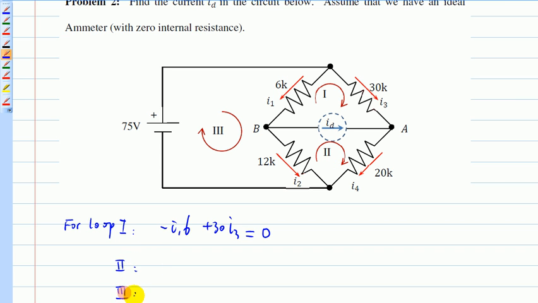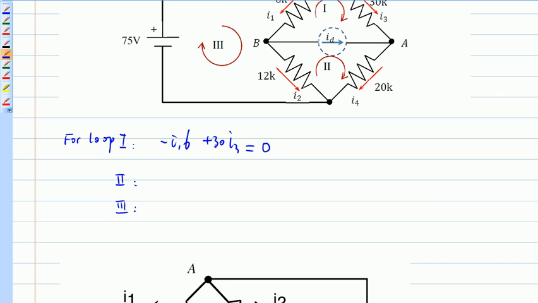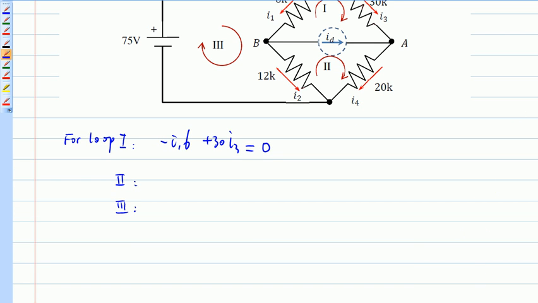For loop 3, and you can get 3 equations here. So that's the 3 equations, right? But you do need 2 more here. Okay, let's try maybe loop 3. So loop 3 is 75 plus I1 6 plus I2 12 equal to 0.